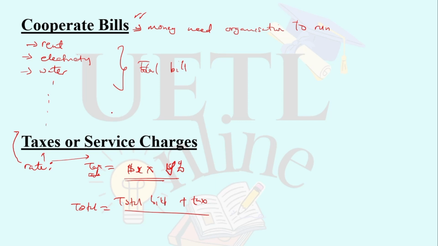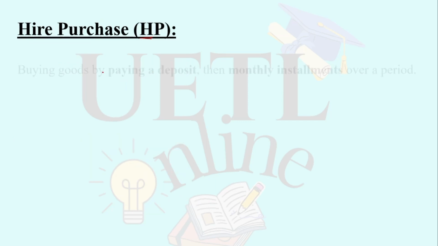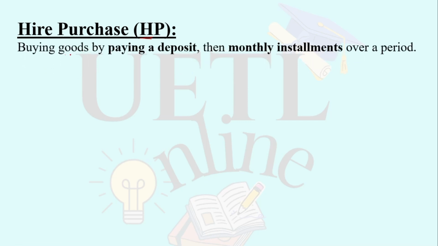Let's go on and look at the next concept, which is hire purchase. So let's learn what hire purchase is. It is buying goods by paying a deposit. Let's say you want to buy a product which is huge, for example, a car. The cost of the car, let's say, is 50,000. You are going to pay a certain money, let's say in this case 10,000.